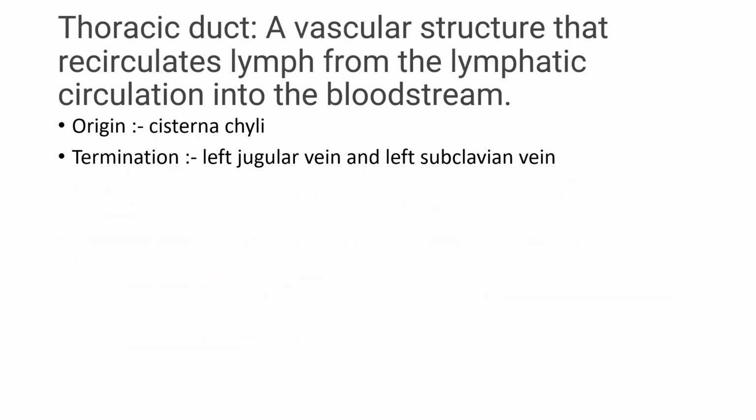Now coming to the thoracic duct. The thoracic duct is a vascular structure that recirculates lymph from the lymphatic circulation into the bloodstream. It originates from the cisterna chyli and terminates at the left jugular vein and the left subclavian vein. This is not actually the vein. This is actually the left jugular trunk and the left subclavian trunk.